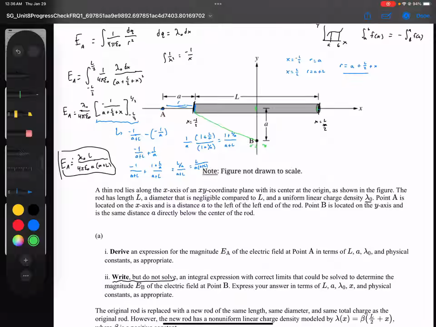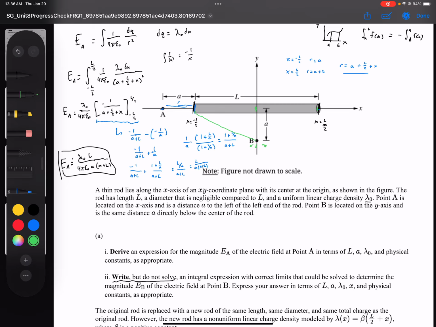So what's key about this is the components of the electric field that add together. The horizontal components are going to cancel out, and then it's the components pointing down. So the parts of each piece of the infinitesimal charge that are pointing downward are going to be contributing to the total electric field at point B.